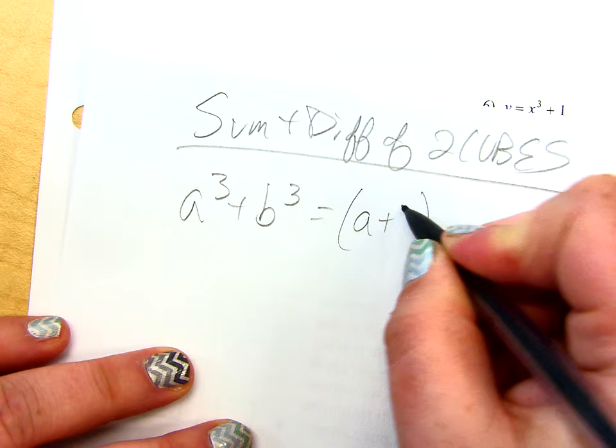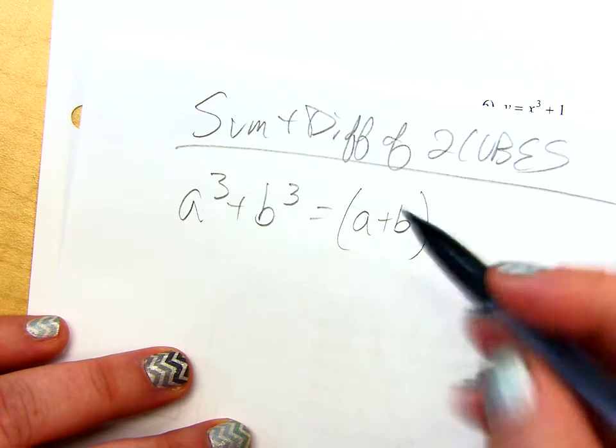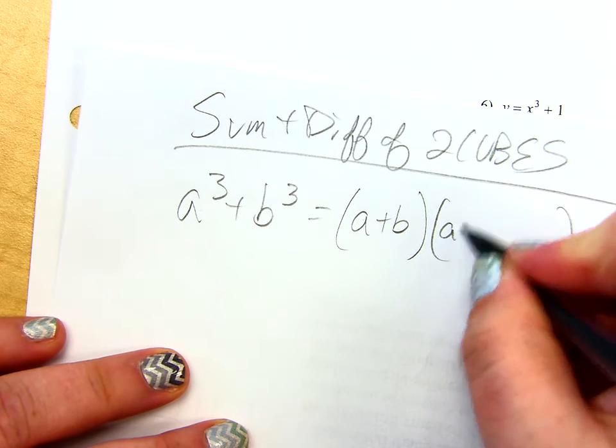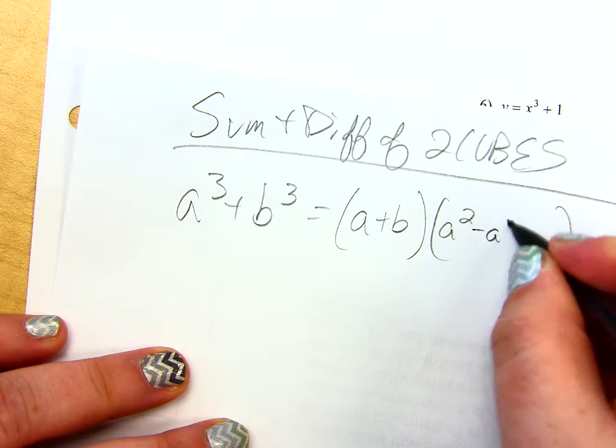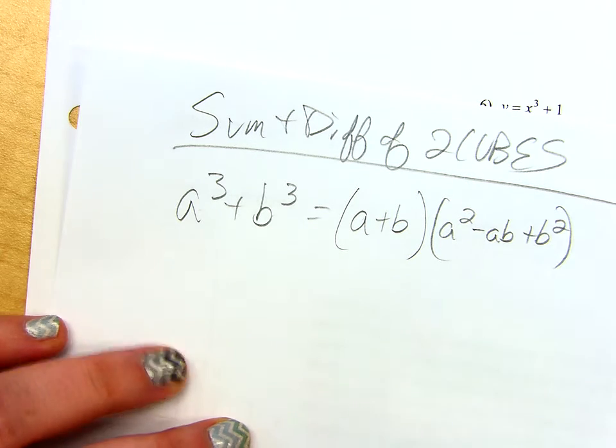A plus B. So your first factor will be the cube root of each one. The other one will be a squared minus ab plus b squared.